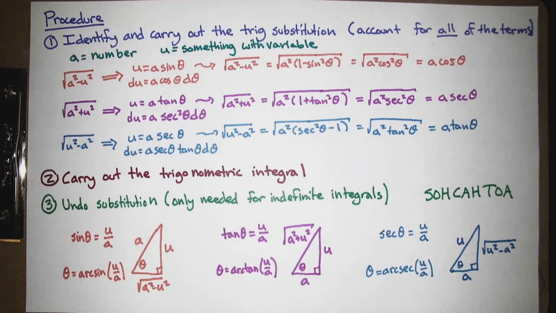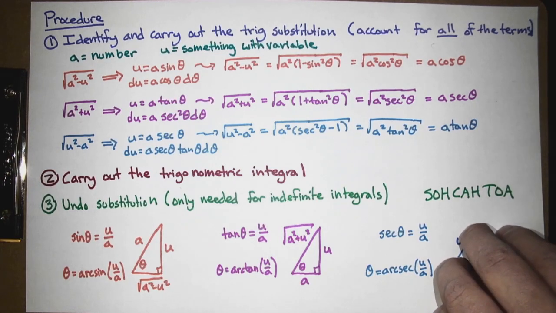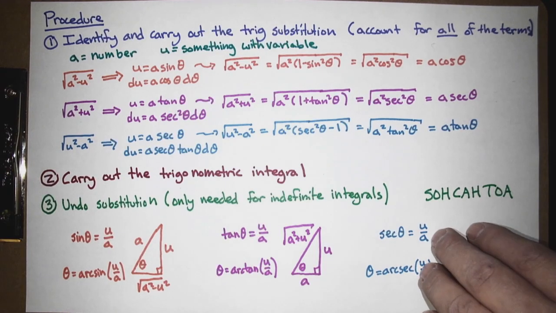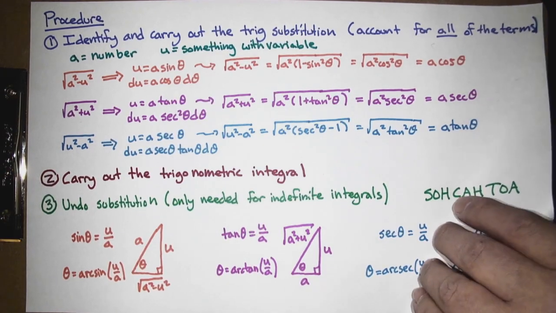And now I can start reading off trig functions. If I want the sine, well, that's opposite over hypotenuse, u over square root of a squared plus u squared. If I want cosine, adjacent over hypotenuse. If I want secant, hypotenuse over adjacent, and so forth. So be ready, if you have an indefinite integral, to carry out that part. All right, any questions on the procedure? Let's try it in practice then.